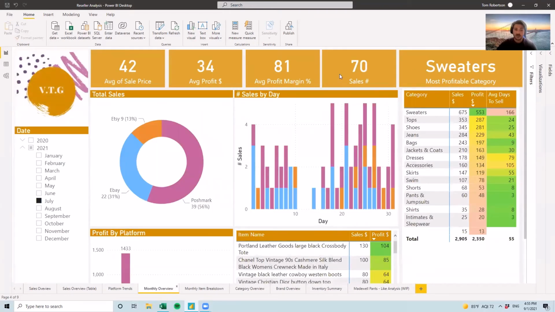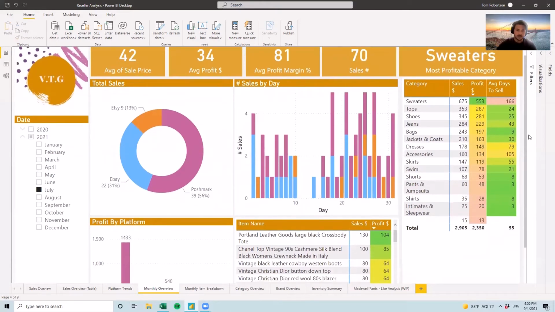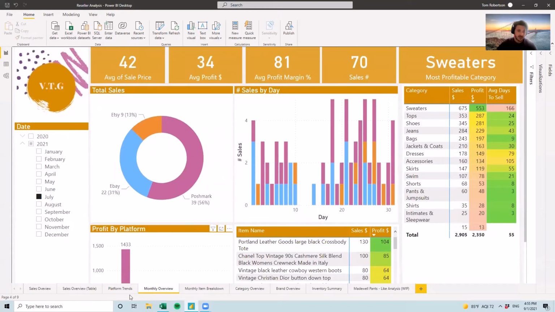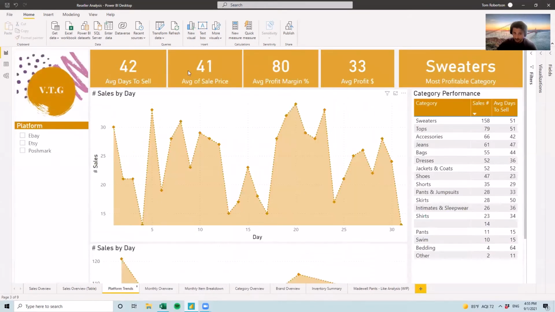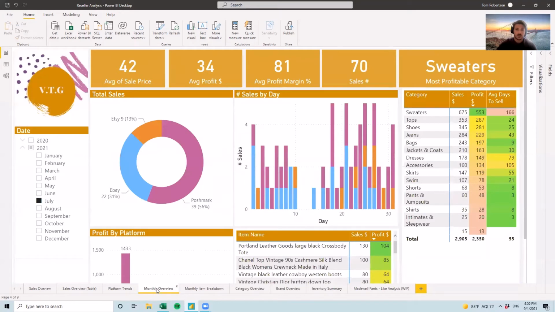The point of running all that is so that we can actually understand how well a certain month has gone compared to other months and compared to our norms. So if we take a look, I'm going to look at July for the sake of this video. We can go ahead and see our platform trend. Typically we're looking at 42 days, sale of 41 and profit of 33. So we actually improved on that a little bit within July.